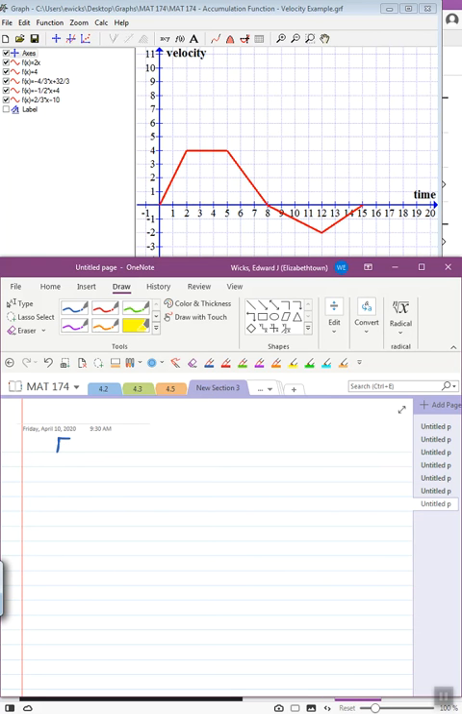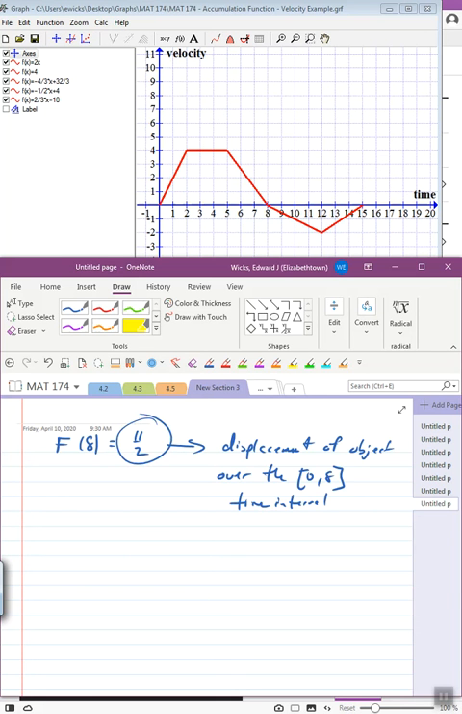Okay, now question. So we came up with big F of 8 was 11 halves. That's the area under the trapezoid. By the way, how else would I interpret this? I would say this is the displacement of the object over the 0 to 8 time interval. So in other words, the area under that curve, which is 11 halves, is also the distance traveled by that object in that 8 seconds. Okay, what's the other thing we came up with? The derivative was 0 there.